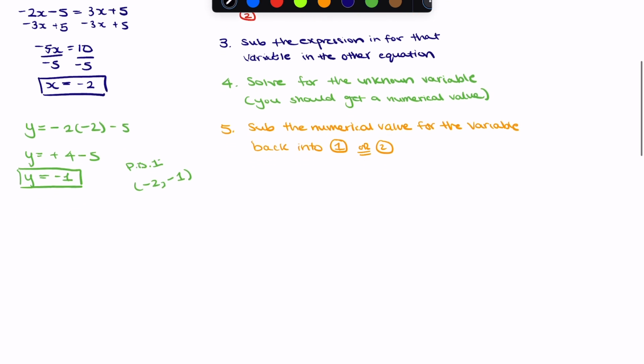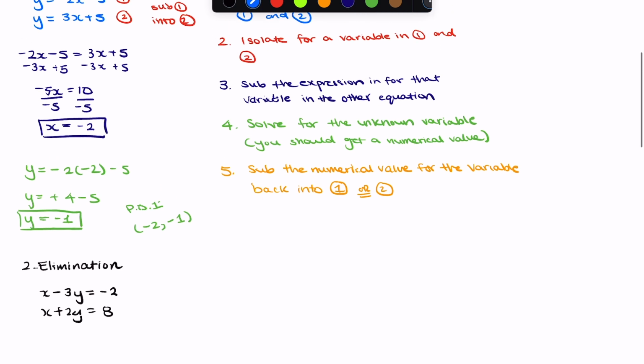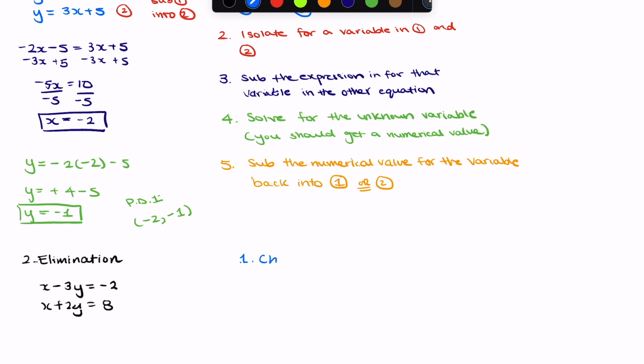The second way to solve a system of equations is called elimination. If we are provided with something like x minus 3y is equal to -2 and x plus 2y is equal to 8, the first step is to choose which variable we want to eliminate.